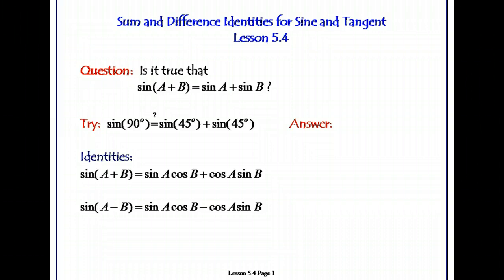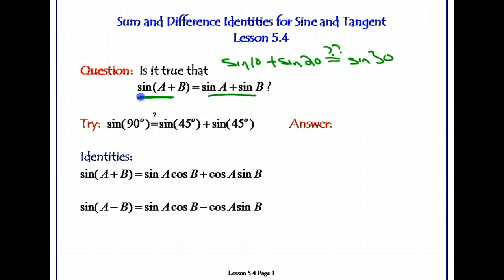Instead of using cosines, we use sines. Okay. So just like 5.3, when we asked about cosines, our question comes up with sines. Do you think it's okay just to add up sines? So you think the sine of 10 plus the sine of 20, do you think that's going to equal the sine of 30? Do you think you can just add those up? Remember the answer for cosine? The answer was no. Do you think it'll work for sines?